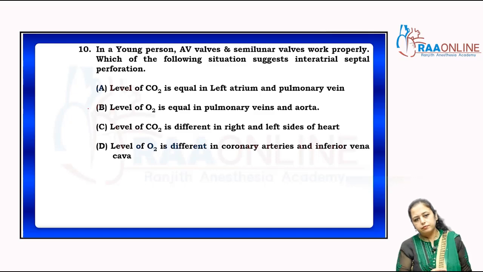Now come to the next one. Next question: in a young person, the AV valves and the semilunar valves work properly. The AV valves are the bicuspid and tricuspid valves. And which one of the following situations suggests interatrial septal perforation, right?